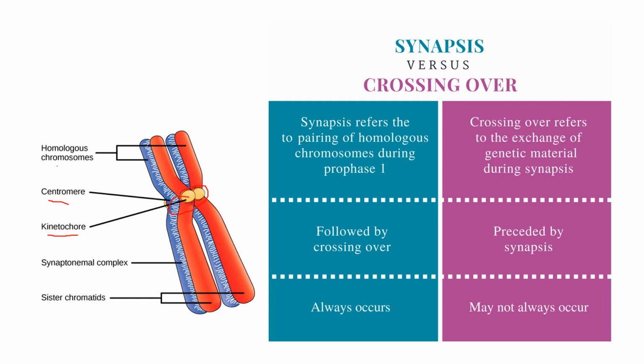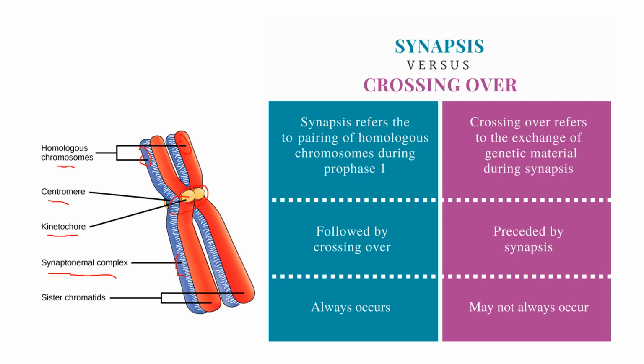Then you have the homologous chromosomes, the blue one and the red one. Here now are the new words: the synaptonemal complex. If you see these white structures, they represent proteins that are going to help align both chromosomes. That is very important for the process of synapsis.